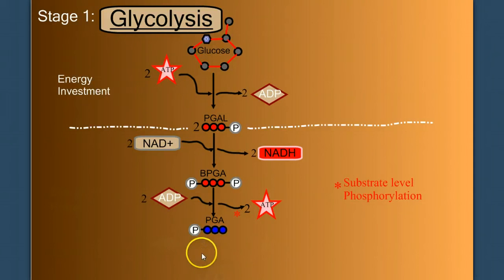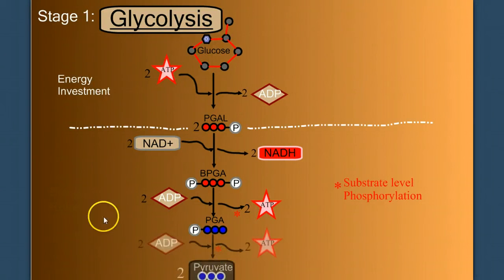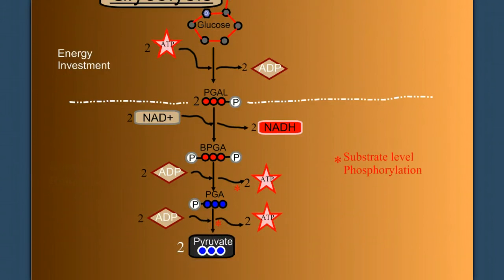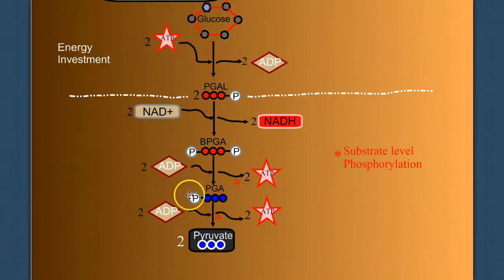So let's finish this out. The 2 PGAs phosphorylate ADP into ATP, producing 2 pyruvate. So in this second stage we've made 4 ATP. So we call this our energy return stage. We have a net profit of 2 ATP. We spend 2, we make 4. We also have these 2 NADH molecules that are carrying energy that we've yet to tap into.